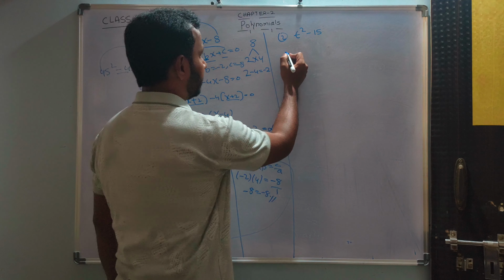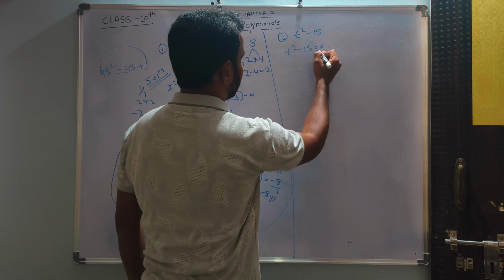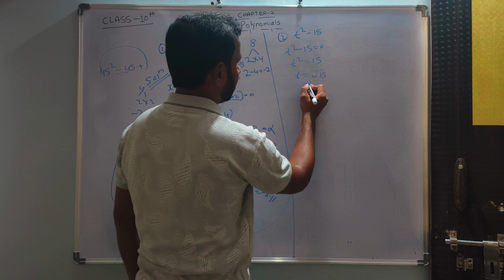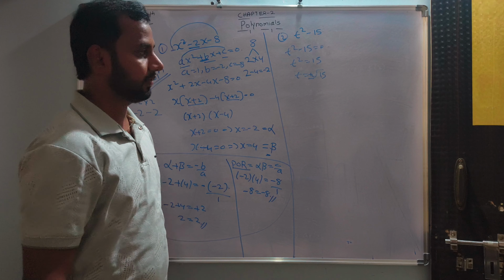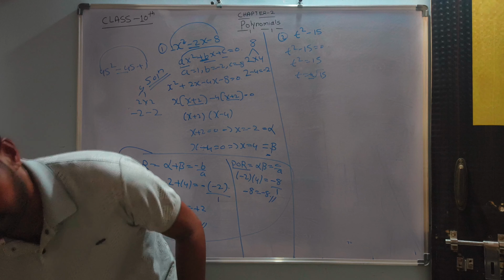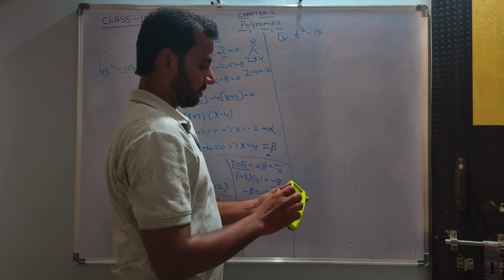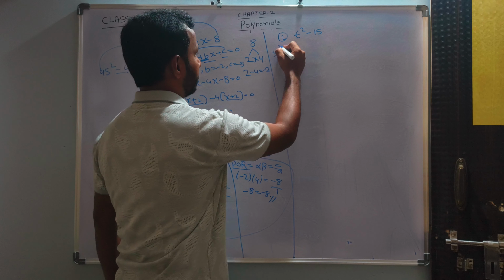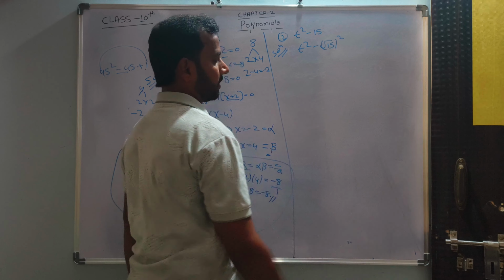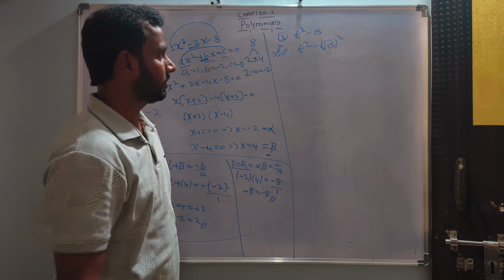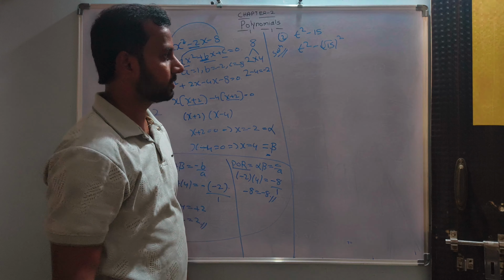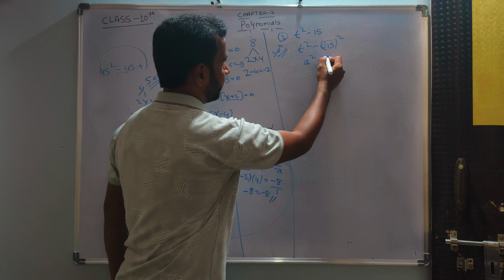Here I can directly solve. T square minus 15 equal to 0, t square equal to 15, t equal to root 15, t equal to plus or minus root 15. This is the general part, but in the textbook method they give you t square minus root 15 whole square. 15 can be written as root 15 whole square, because if I cancel root and square, it becomes t square minus 15. So this is in the form a square minus b square.